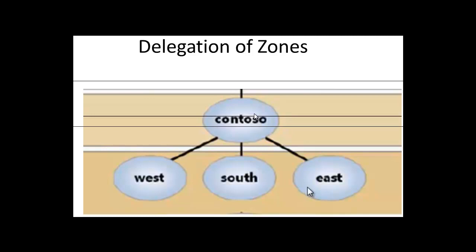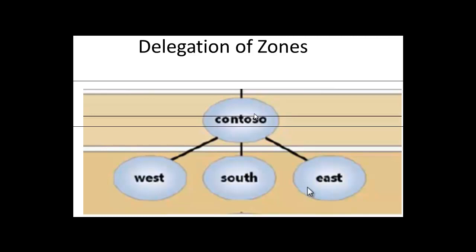We have a zone for Contoso itself. Then we have another DNS zone for West Contoso. We have one for South Contoso, and we have one for East Contoso. Now, think about it. If you have one administrator in Contoso, that administrator then is responsible for all of those zones. And the DNS server itself is responsible for looking after those zones.